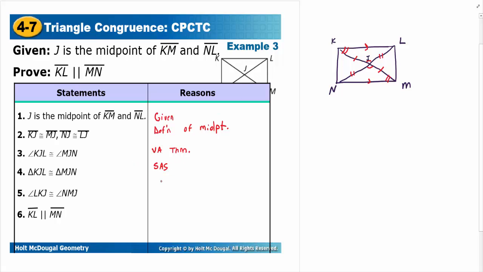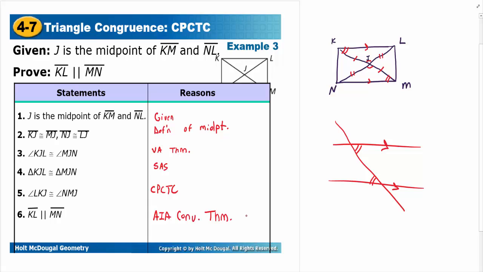So anyway, we can use CPCTC here, and notice, I'll just draw the figure, pretend like this is my KL and NM, and this is KM. Okay? Well, they just showed that these two angles are congruent. If those two angles are congruent, then those lines are parallel by the alternate interior angle converse theorem.